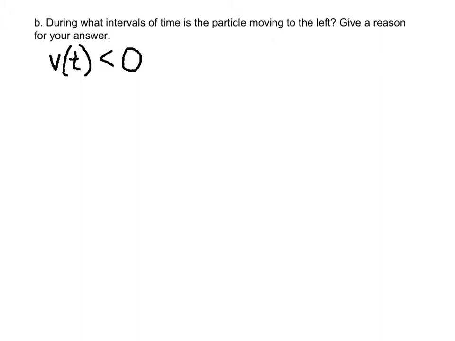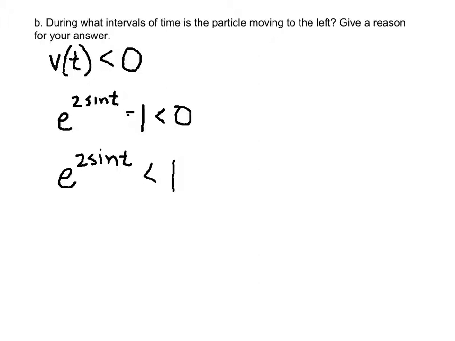Then you plug back into your equation and you get e to the 2 sine of t minus 1 is less than 0. You then solve the equation to find the points where it's moving negative. Now at this point you can make it equal to 1 so that you can solve for the critical points, then find when it would be negative.